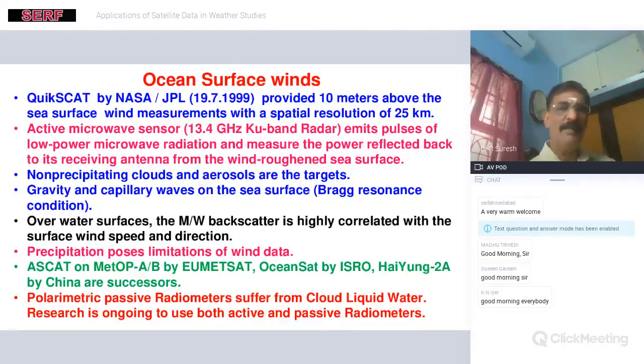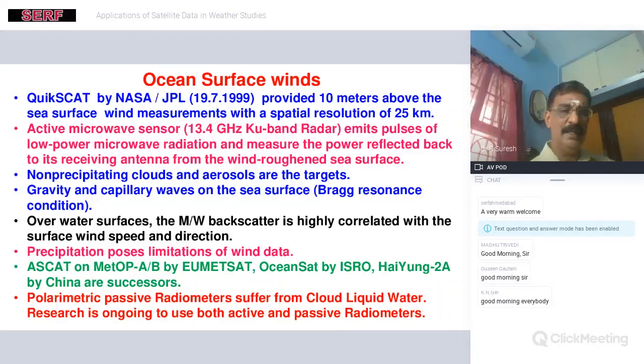So a broad type of resonant condition gets a signal back, and then that is being sensed by the on-board satellite Ku-band radar, and with that, ocean-derived winds, especially over the surface, have been produced. This was launched way back in '99. It had a mission life of hardly 3 years, but ultimately it served up to 10 years. During the last part, it had some problem, and I am going to cover that in the application part.